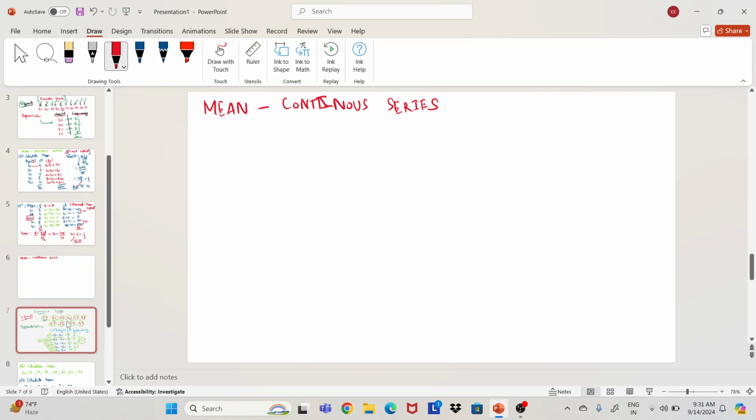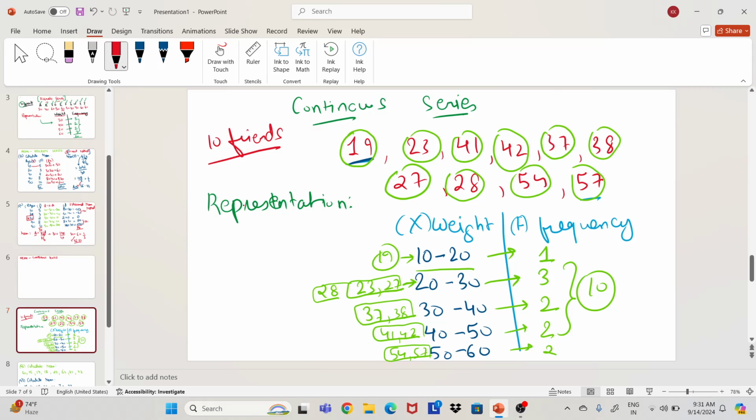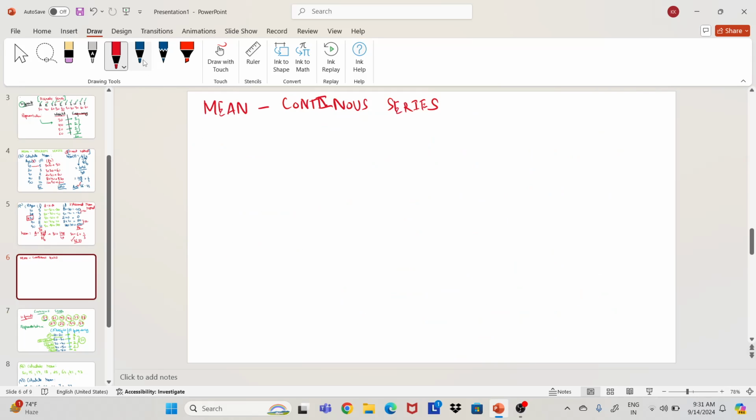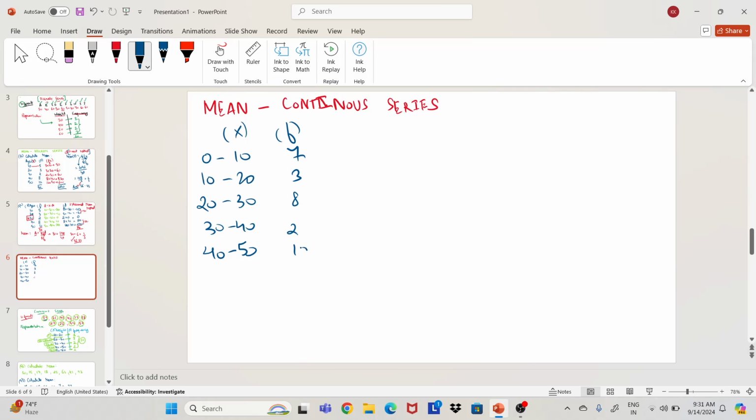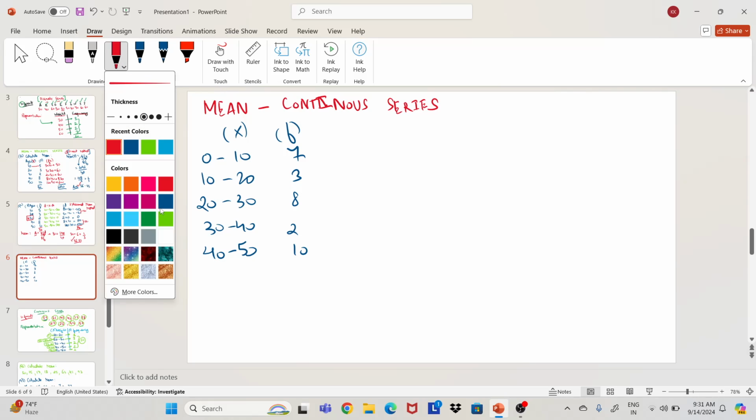In this slide, I have explained what continuous series means. You can go back and see if you don't remember. So let's start with how to calculate mean in continuous series. You will be given a question like 0 to 10, 10 to 20, 20 to 30, 30 to 40, and the last, let's take it to be 40 to 50, with different frequencies, let's assume 7, 3, 8, 2, and 10. So let's start with this beautiful question.